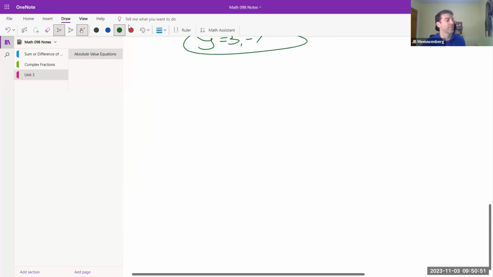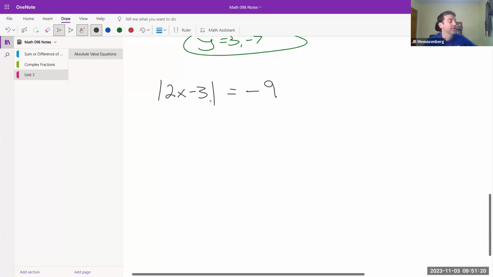So let me give you one to think about here. What if we have this? The absolute value of 2x minus 3 is equal to -9. I just want you to think about that for a second before you try something. What does absolute value mean? Let's go way back to the beginning.